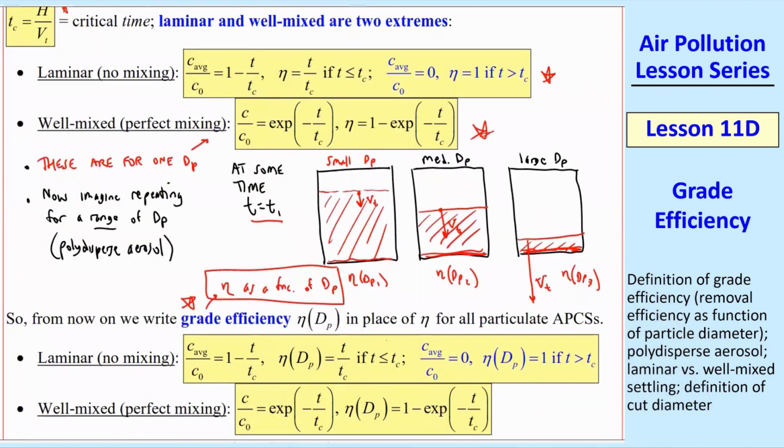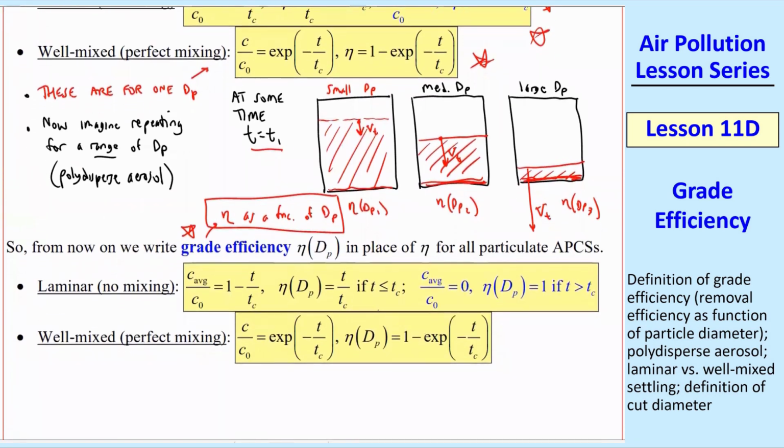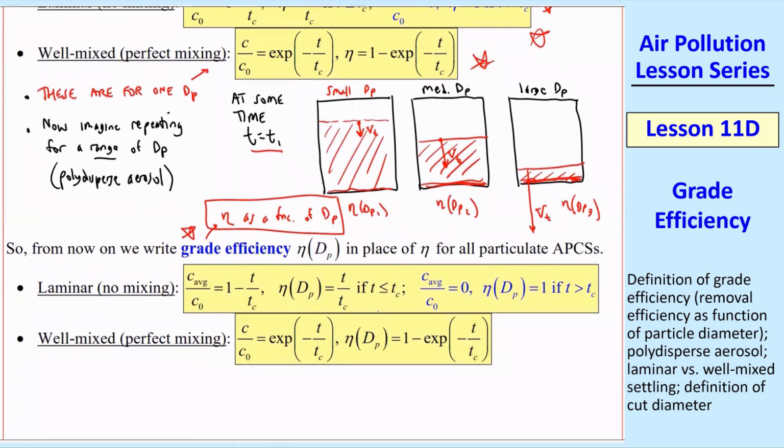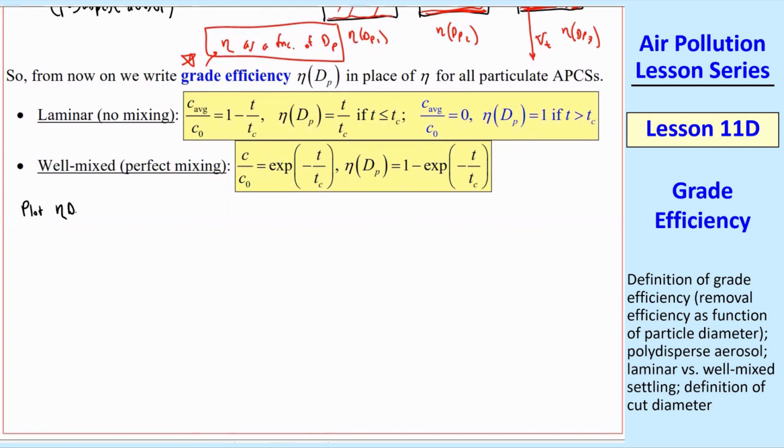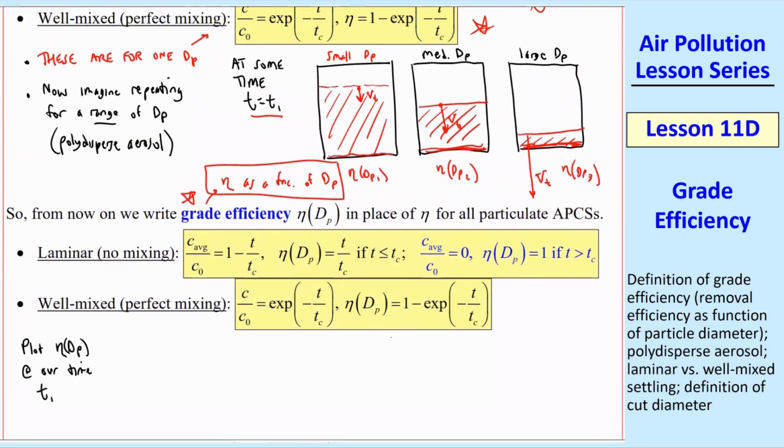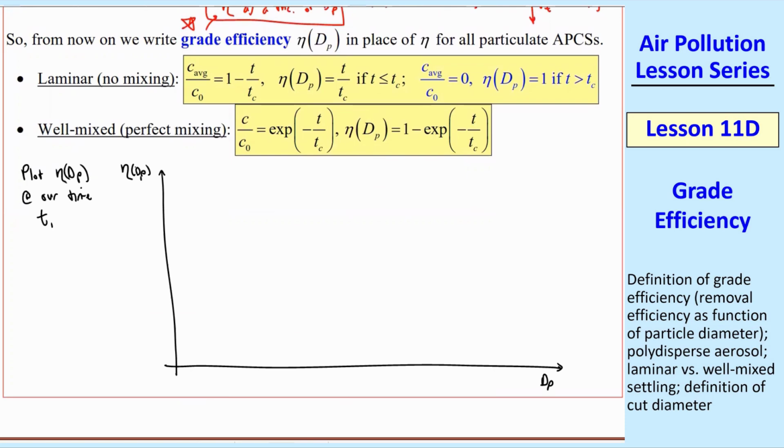So let's take these same equations that I have up here, and instead of eta, we put eta dp. That's the grade efficiency. Now let's plot the grade efficiency at our time t1, which I had illustrated up here. So we plot eta dp as a function of dp. We'll typically use percentage, although remember that in these kind of equations, eta is not a percentage. It's a number like 0.2, which you would convert to 20%. Let's put a couple values on here, 100%, 50%, and 0.